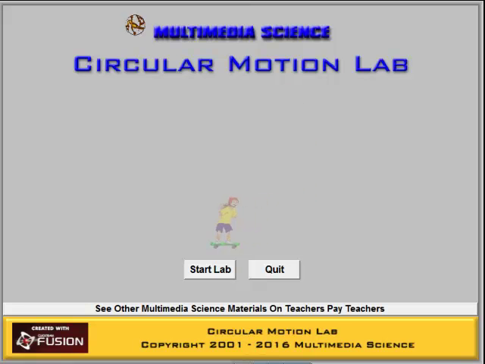In this video, we'll talk about Multimedia Science's Circular Motion Lab software. The Circular Motion Lab software simulates an object in circular motion. Students can change the mass, the radius, and the force, and measure the period using the on-screen stopwatch. The objective is to determine the relationships between the period and the force, mass, and radius, and come up with a final equation relating all of these variables. Let's take a look at the software.